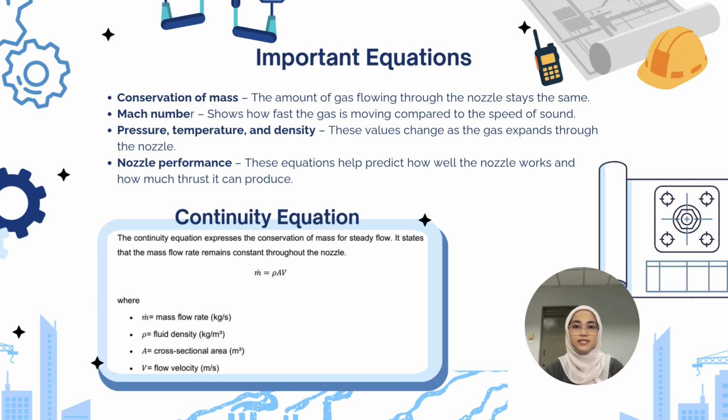produce. The first equation is the continuity equation, which is based on the conservation of mass. It states that the mass flow rate remains constant throughout the nozzle. In simple words, the amount of gas entering the nozzle is the same as the amount of gas leaving it. The equation is mass flow rate equals density times area times velocity. And next, I will pass to Hafizul. He will be explaining the remaining important equations.